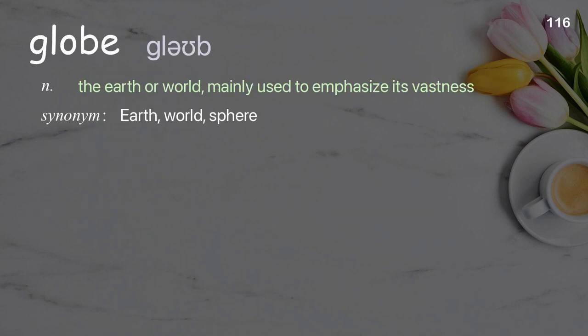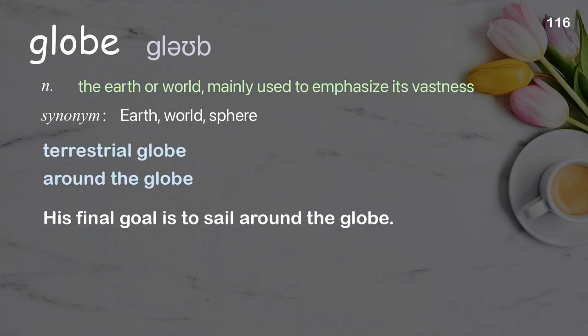Globe: the earth or world, mainly used to emphasize its vastness. Examples: terrestrial globe, around the globe. His final goal is to sail around the globe.